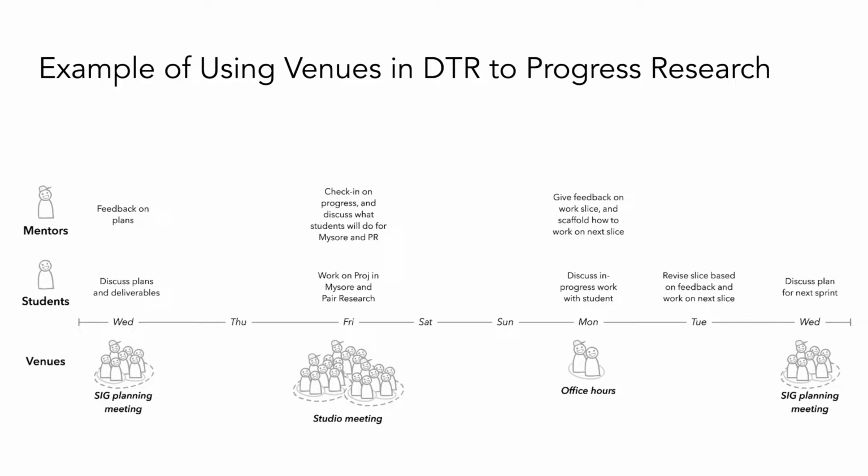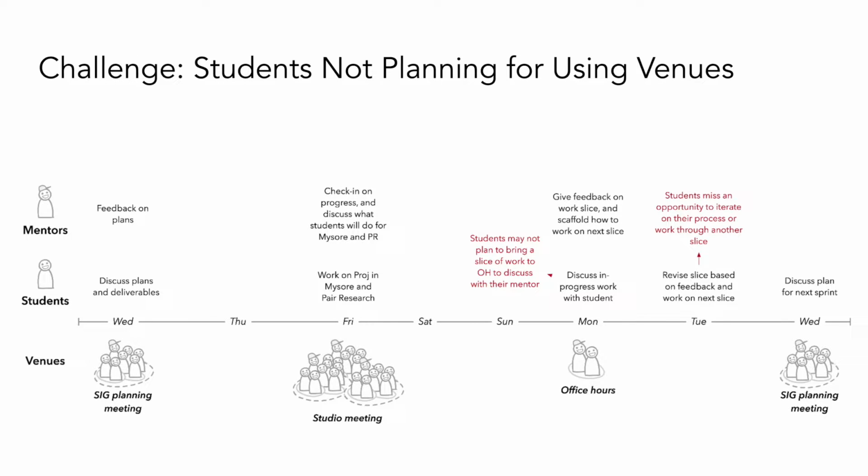So this could involve discussing plans with a mentor during a SIG meeting, then using a Mysore and pair research during studio later in the week to work on the things that you discussed, maybe getting another round of feedback from mentors during your office hours, and then eventually completing your deliverables and planning for the next sprint at the next SIG meeting. However, this doesn't always happen.